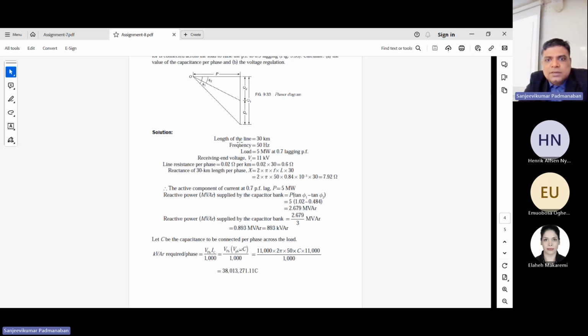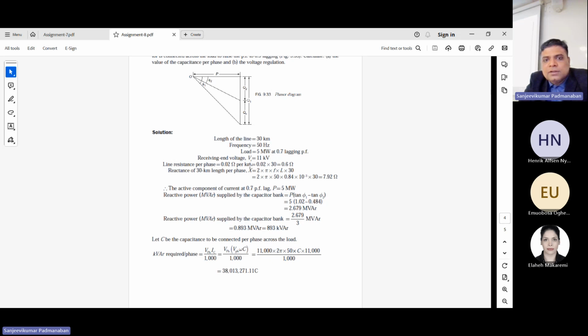You know the length of the transmission line is 30 kilometer, frequency 50 Hertz, load 5 megawatt at 0.7 lagging power factor. The receiving end voltage, the voltage you received, is 11 kV. Now the line resistance per phase is given as 0.02 ohm per kilometer.